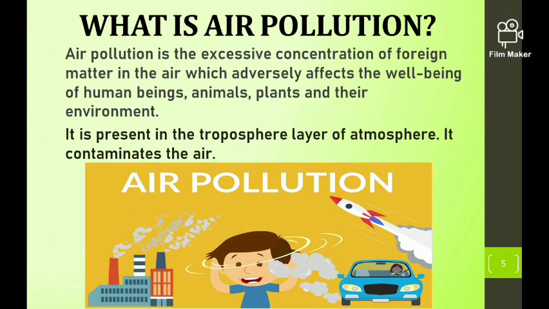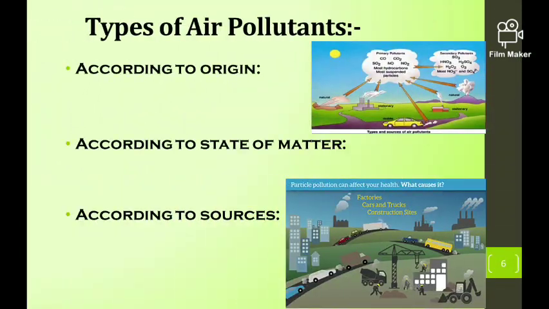Now the question is, what is air pollution? Air pollution is the excessive concentration of foreign matter in the air which adversely affects the well-being of human beings, animals, plants and their environment. It is present in the troposphere layer of the atmosphere and it contaminates the air.